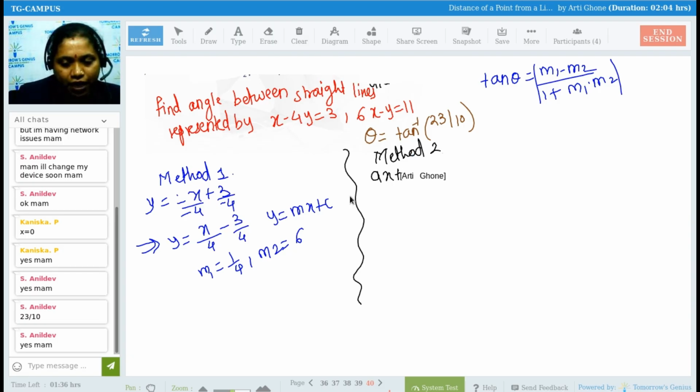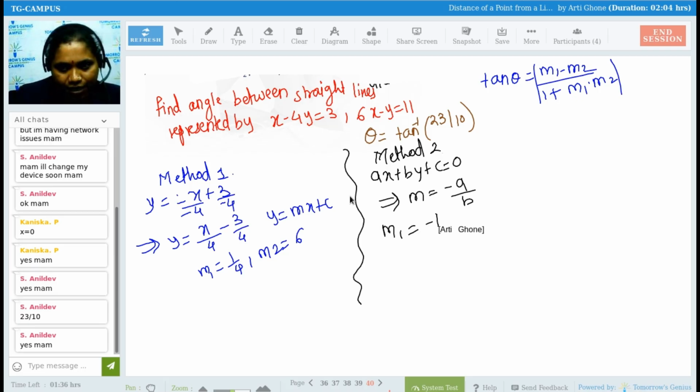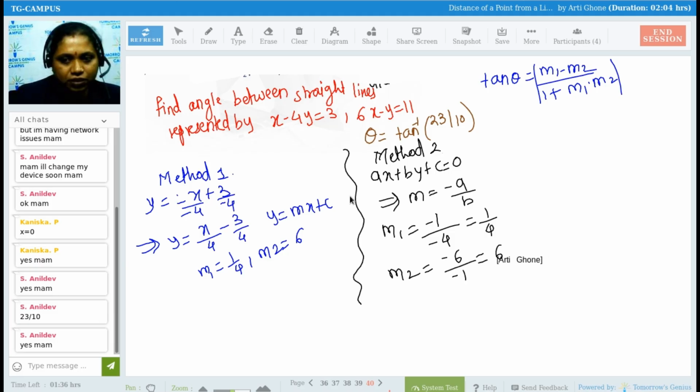I know the general form ax plus by plus c is equal to 0, and I am able to get the slope m as equal to minus a by b. Hence m1 is equal to minus a, a is 1, upon b which is minus 4. So that is equal to 1 by 4. And m2 is equal to minus a by b. So it is minus 6 upon minus 1. So it is equal to 6.